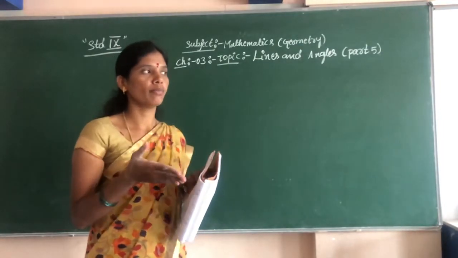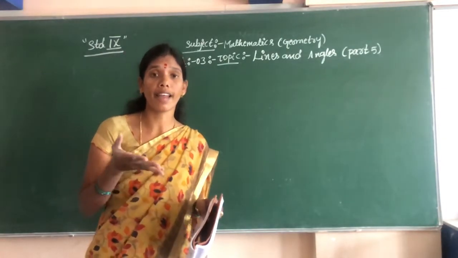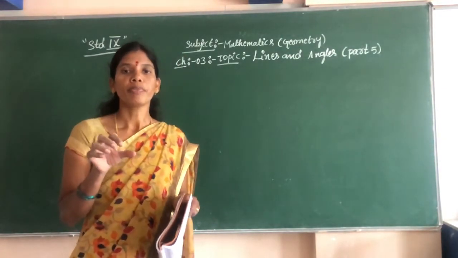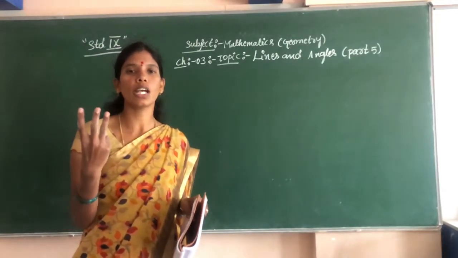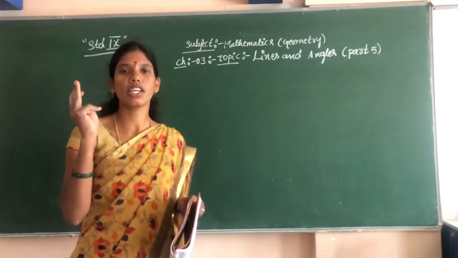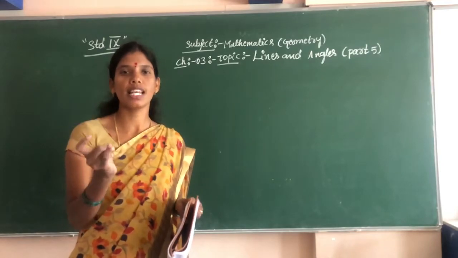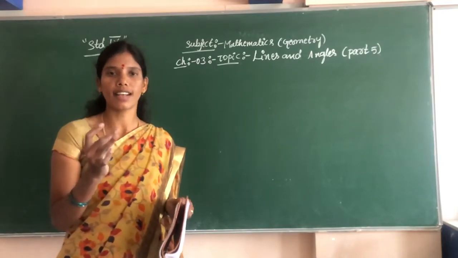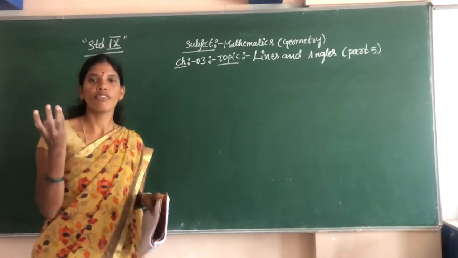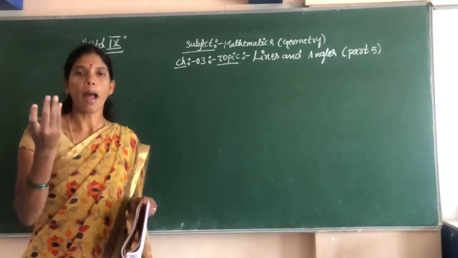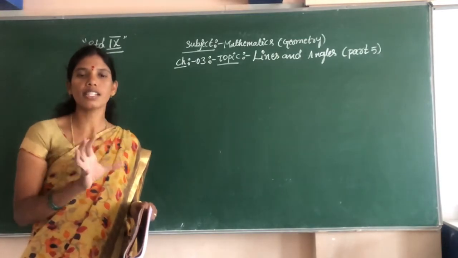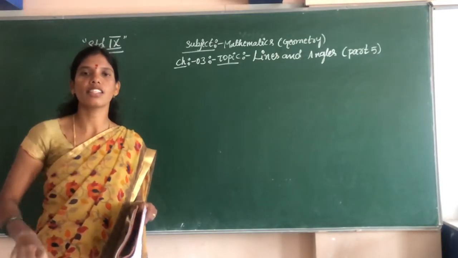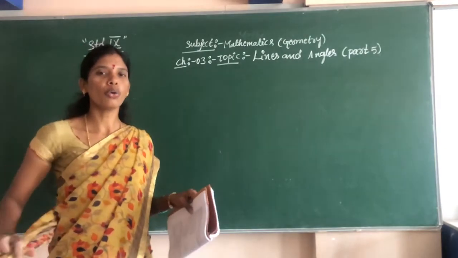Before studying this, triangles are classified according to the sides and according to the angles. According to sides there are three types: first equilateral, second isosceles, and third scalene triangle. According to the angles: acute angle triangle, obtuse angle triangle and right angle triangle.